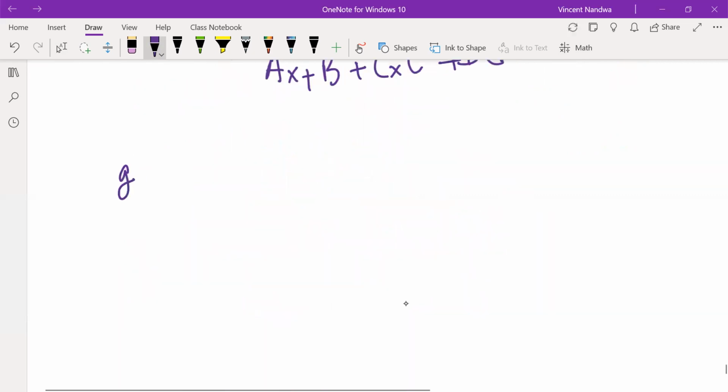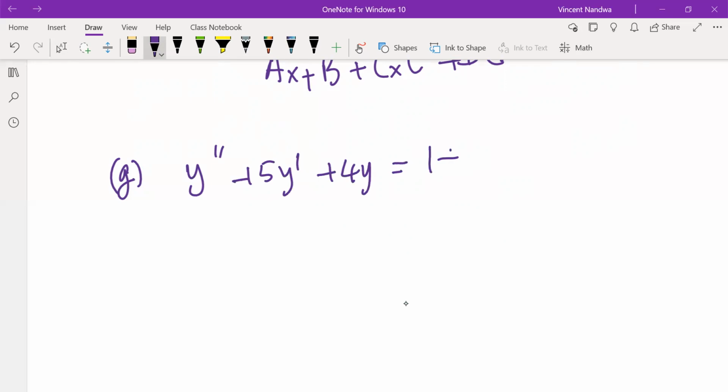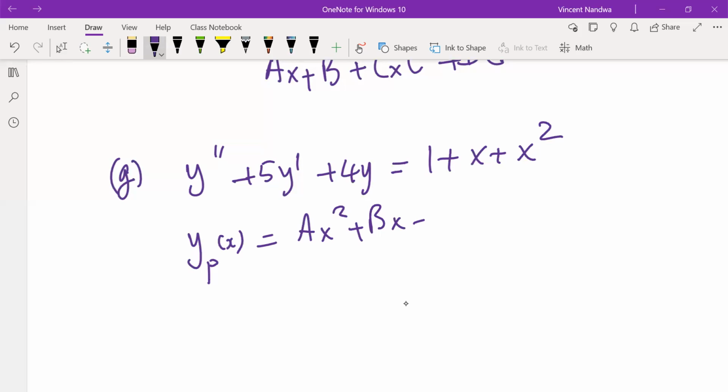Now, if we have g given by y double prime plus 5y prime plus 4y equals 1 plus x squared, then clearly this g of x is quadratic. So the correct form of yp of x will be given by ax squared plus bx plus c. Then you solve for a, b, and c.